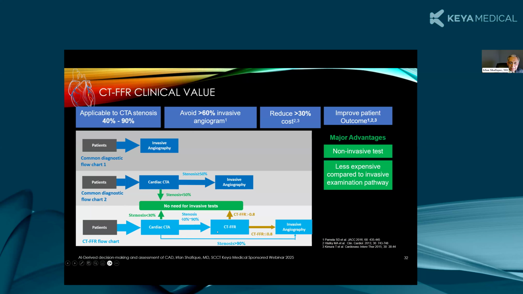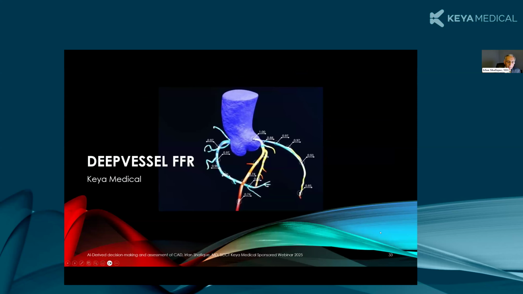So the patient comes in, gets CTA, and if the stenosis is 40 to 90%, you do CT FFR. If it is more than 0.8, which is considered the normal range, you don't need to do anything. But if it's less than that, then your patient goes for invasive angiography and further treatment planning.